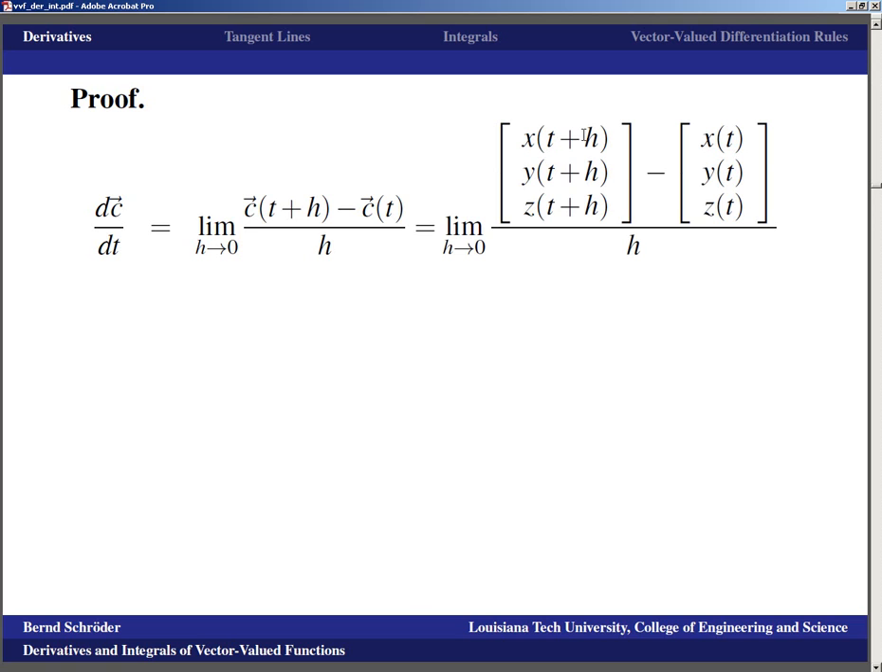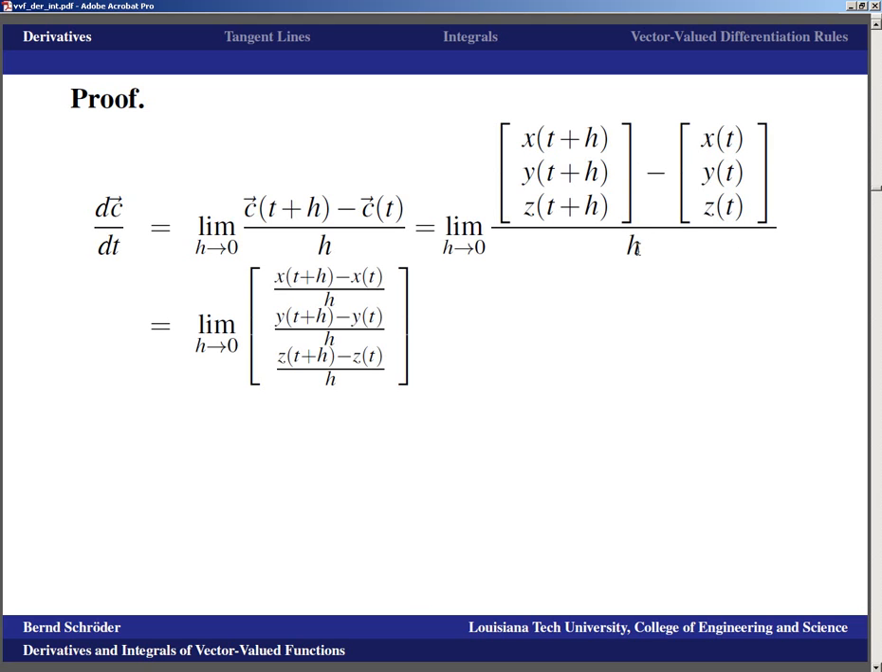Well, c of t plus h is x of t plus h, y of t plus h, z of t plus h. C of t is x of t, y of t, z of t. And the division by h remains with us. And now we know with vectors everything is done component-wise. So the subtraction is done component-wise, and I could also divide every component by h.